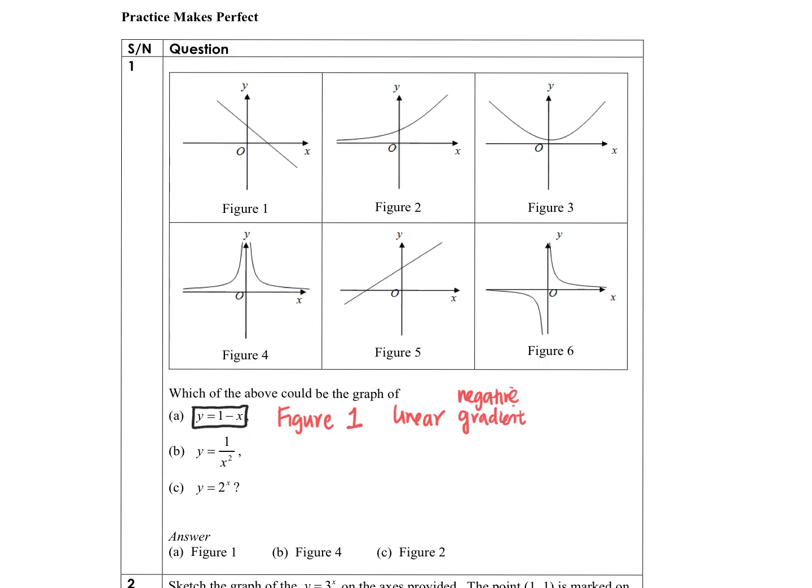Okay, you see negative gradient? That's why it's downward sloping. Okay, what about this one? Reciprocal even function. Which one? Figure 4, correct.